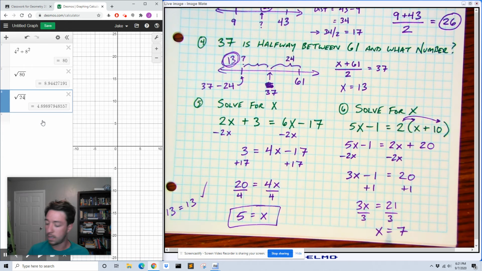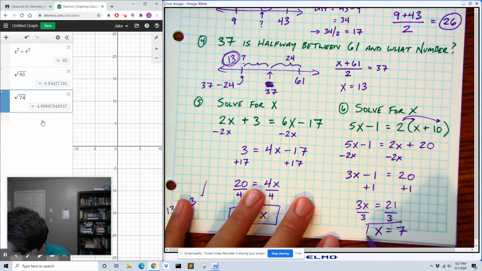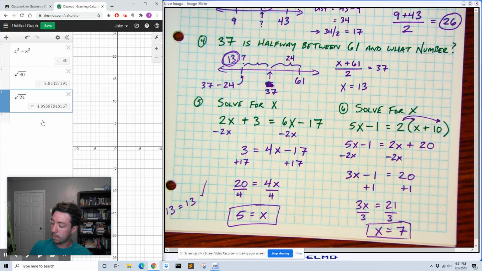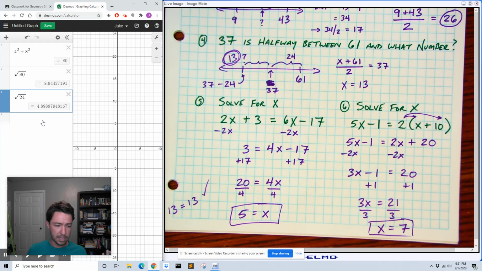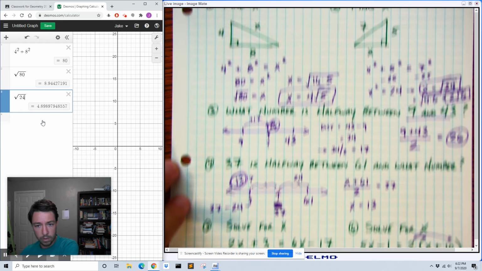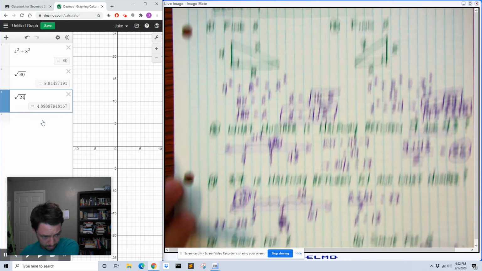And I can check my answer in the exact same way I did before. I can plug 7 in there. 5 times 7 minus 1 is 34. Plug 7 in there. 7 plus 10 times 2 is 34. So 34 equals 34. And we got the answer. So there you go. We have finished our problem set.